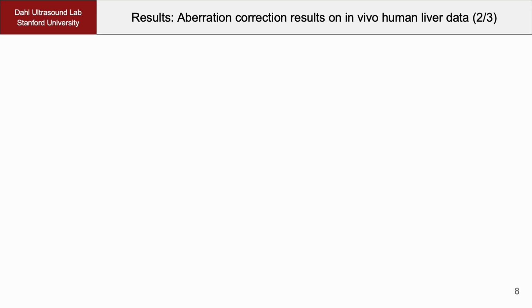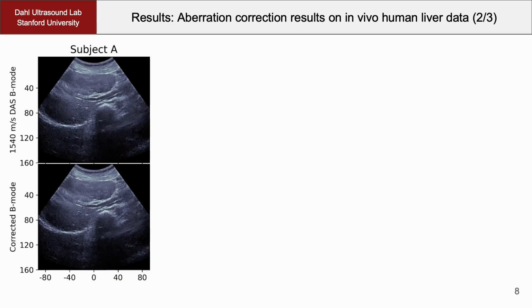Our qualitative aberration correction is shown here using MimicNet, a neural network to make research ultrasound data look more like clinical data, to post-process our B modes. On the top row, we see a traditional 1540 meter per second reconstruction. On the bottom row, we will show the iterative process as an animation. The animation is not a traditional video over time, but rather over optimization iterations.